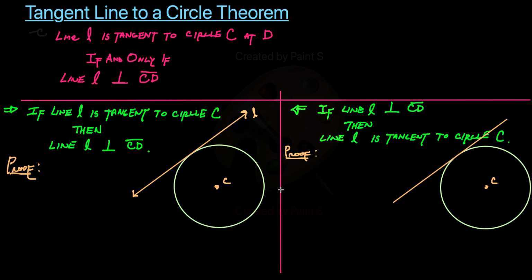Tangent line to a circle theorem. What we have here is that the theorem is an if and only if statement. So we have to prove it in two directions: one direction and then the other direction. It's if and only if. So what does it say?